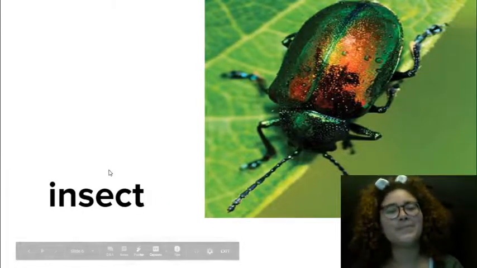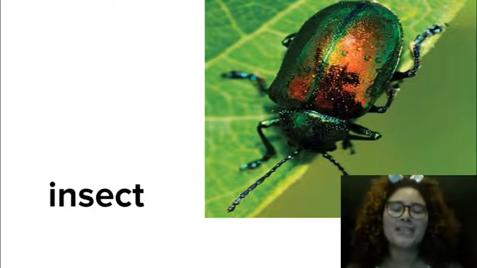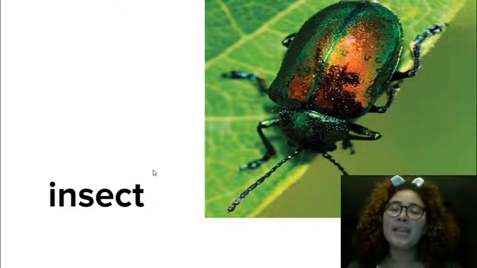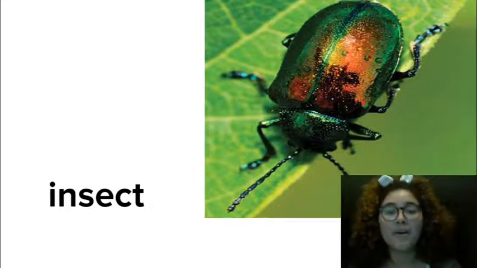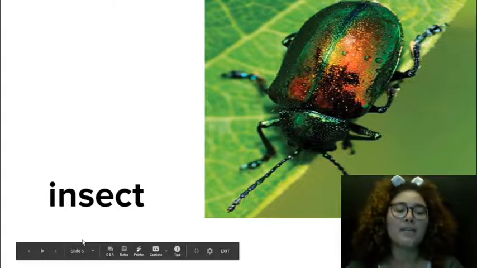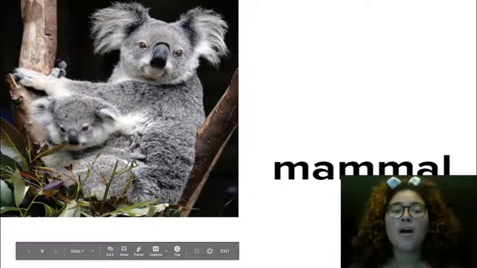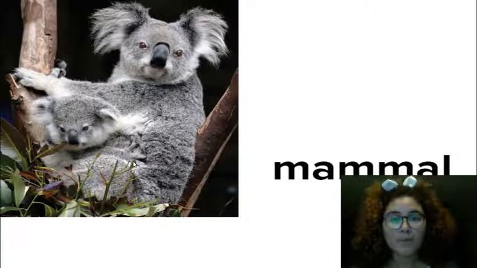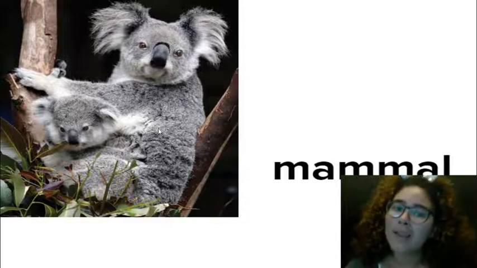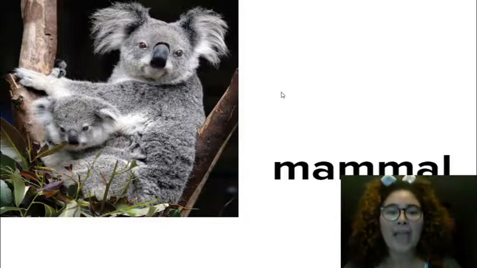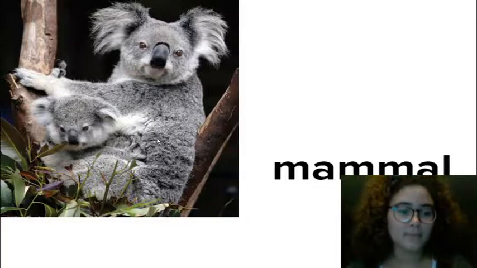Insect. Those that some of us don't like too much and some of us love. Insects. Those could be our bees, our ants, and all those little things that Missy calls creepy crawlies, but are also super cool. We have mammals. Mammals are usually the animals we're used to seeing, like bunny rabbits, in this case koalas, dogs, cats, and us humans are considered mammals.